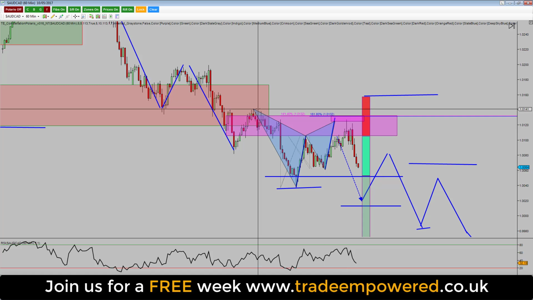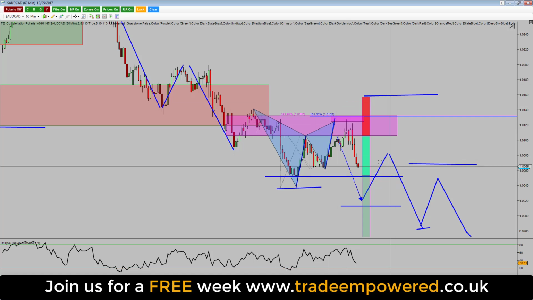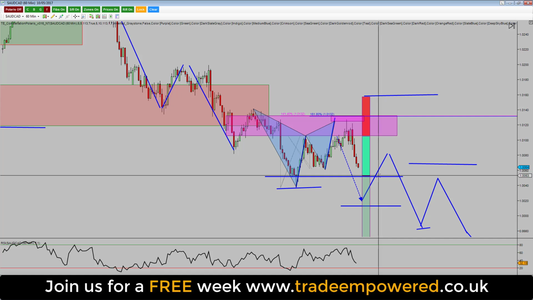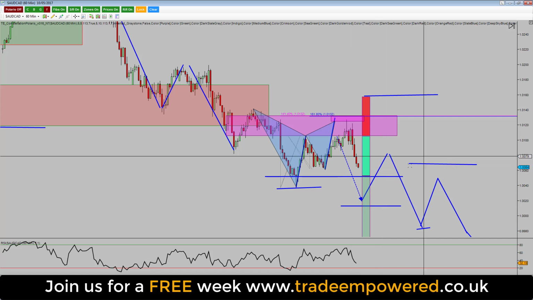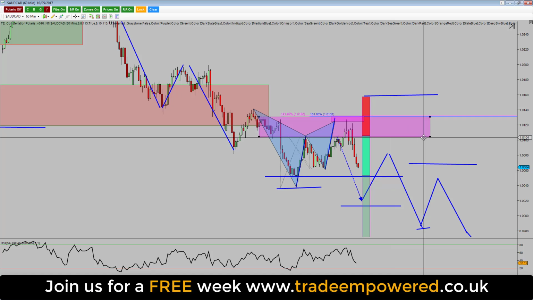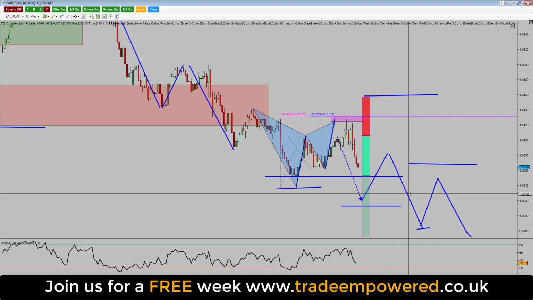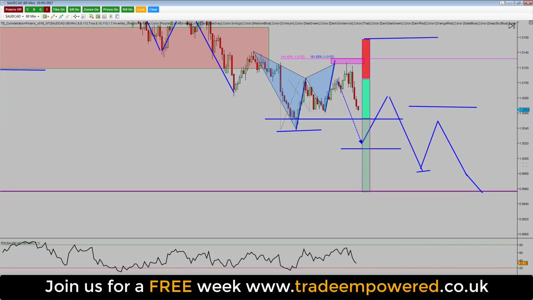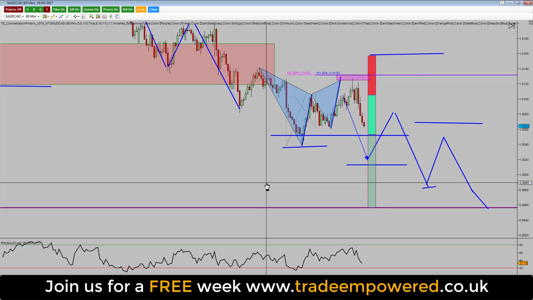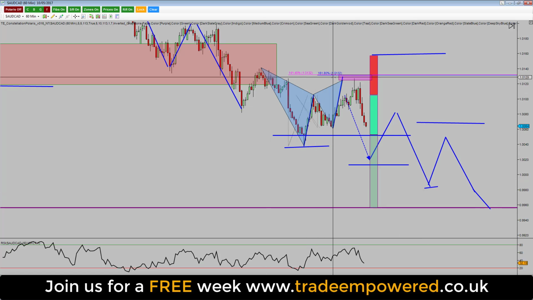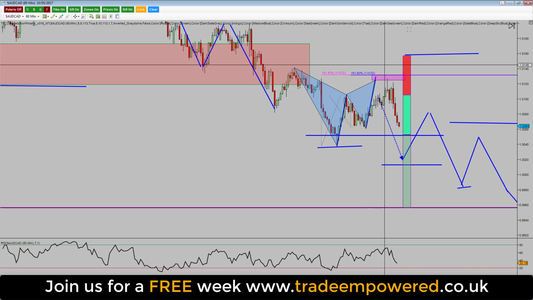I'm personally looking for a retest of these lows for my targets. So as soon as we get filled down at 53, I can roll my stops to break even, and then I'll be looking to trail my stops for the rest of my position, as I explained, down to these lows. I'll keep you updated, guys, and see if we can get some profits.